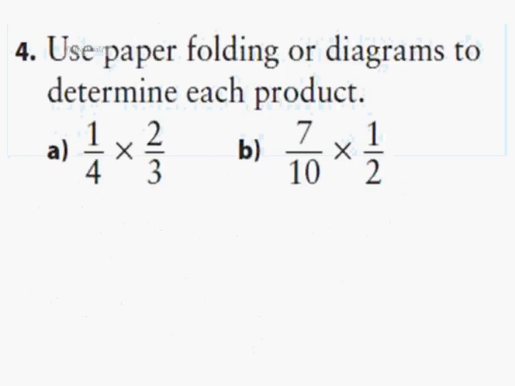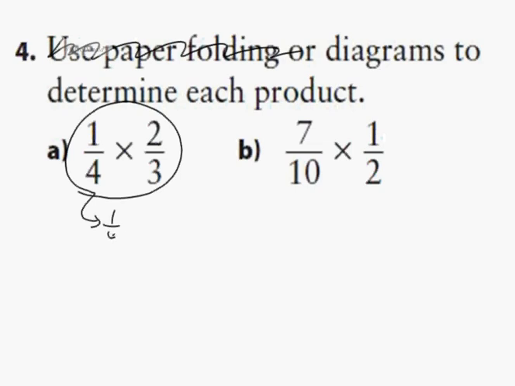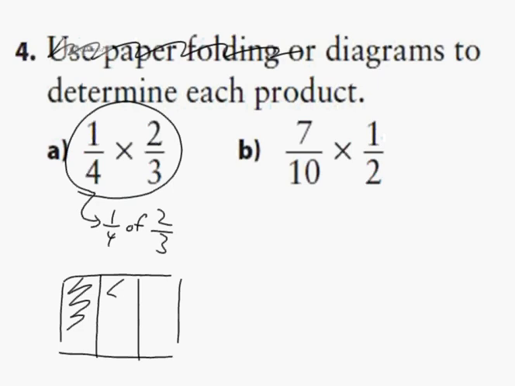Question 4, well, we didn't say paper folding. Just a diagram of how to do this. If you want to understand what this means, you have to be able to interpret it as being a quarter of 2/3. Once you interpret it that way, you can draw a rectangle and make 2/3 out of it. A quarter of that would be this much here.